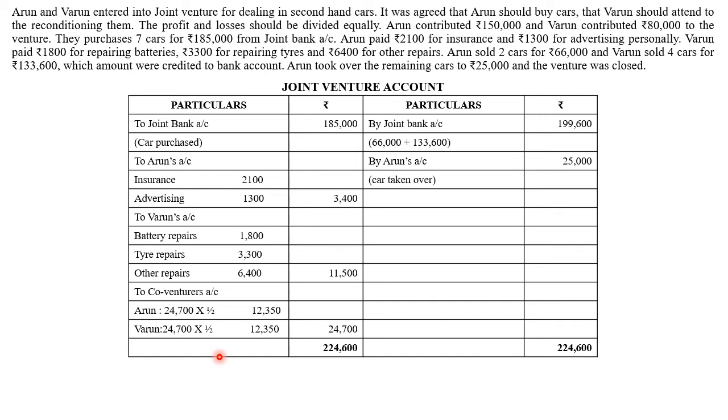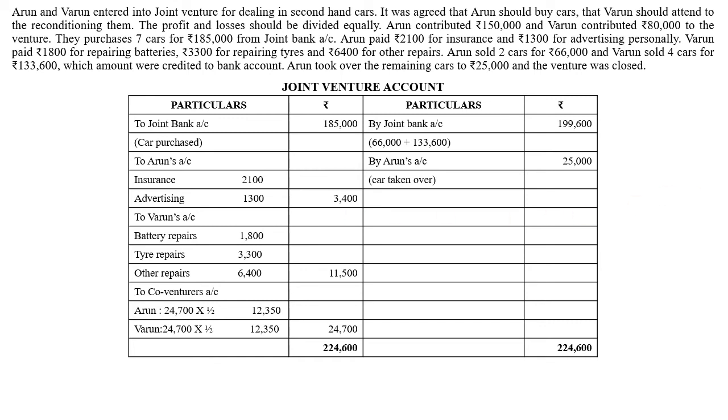So in this problem, my difference is 24,700 into half. It is equal, so half. Each venturer will get 12,350. So this is the joint venture account. If any expenses are paid from the joint bank account, then you have to write to joint bank account. You have to write the expenses below that, then add it and take it to the outer column. That's all. So it is very easy.